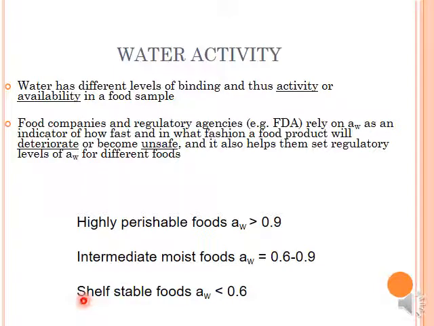And the shelf stable food is the third category, which has a long expiry date. For example, biscuits, jam. So this will have a water activity of less than 0.6.